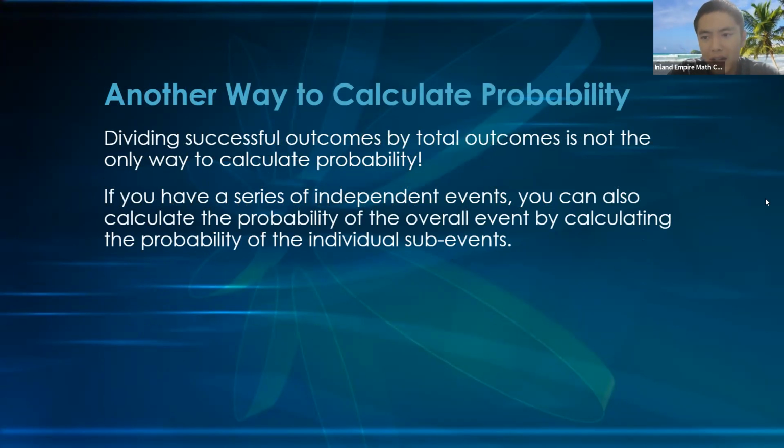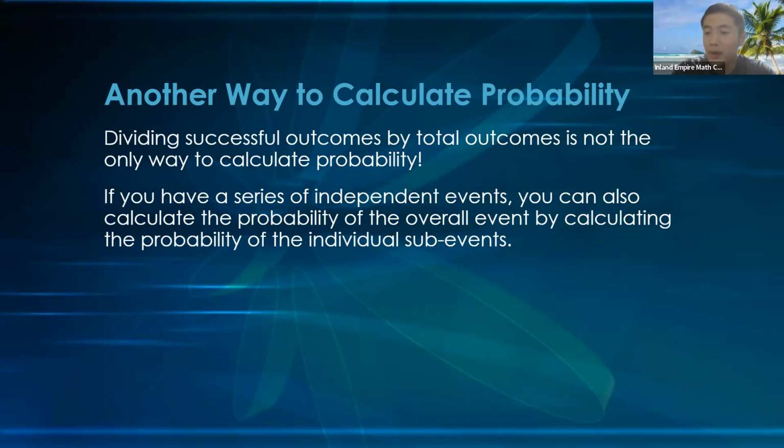All right, so now there's another way to calculate probability. As we learned on the very first slide, dividing successful outcomes by total outcomes gives you the probability of an event happening. However, that is not the only way to calculate probability. There's another way, because if you have a series of independent events, note that it has to be independent, you can also calculate the probability of the overall event by calculating the probability of the individual sub-events.